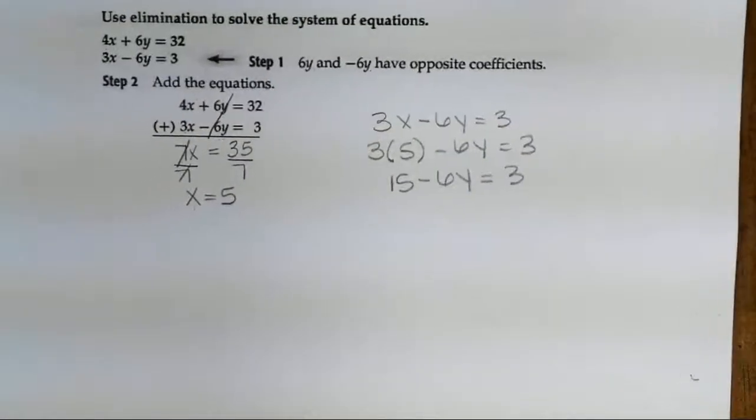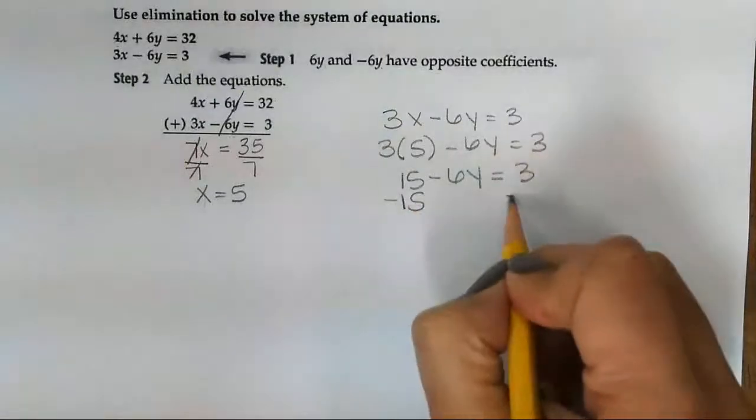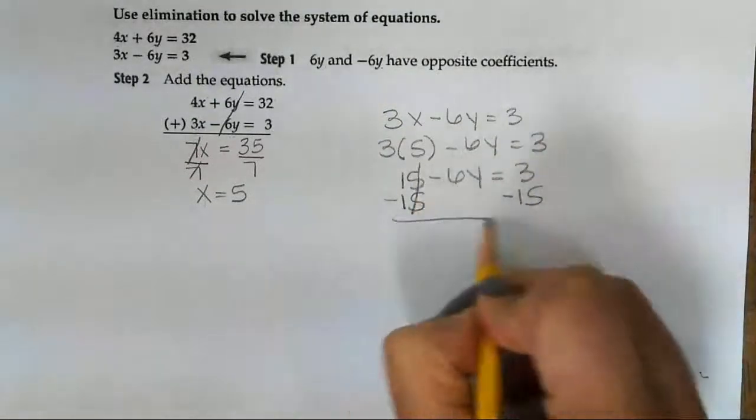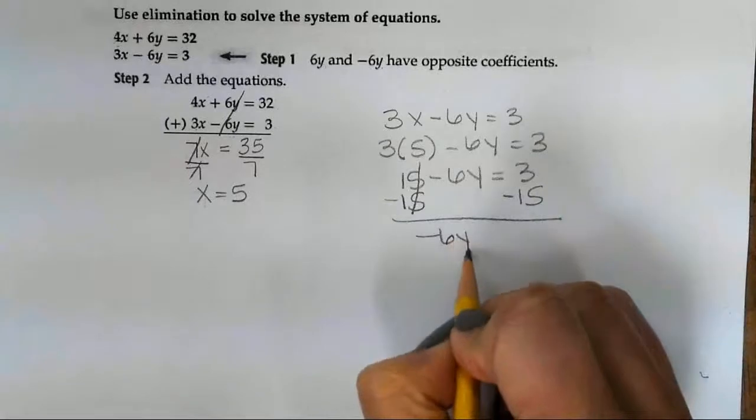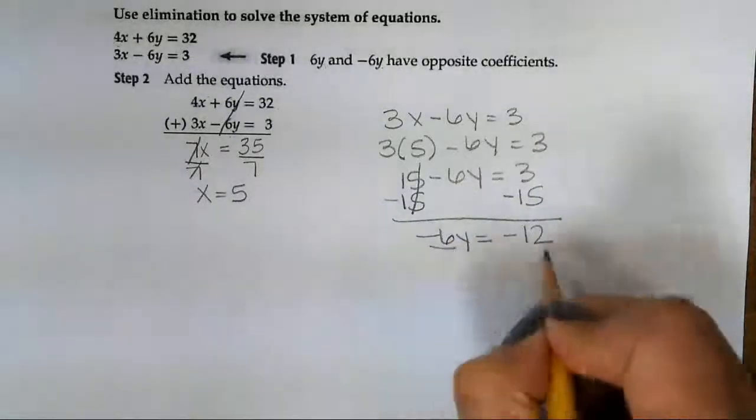Okay, I hope you're following me so far. To get that y by itself, I want to subtract 15 from both sides. Okay, so I have negative 6y equals negative 12. Divide both sides by negative 6.